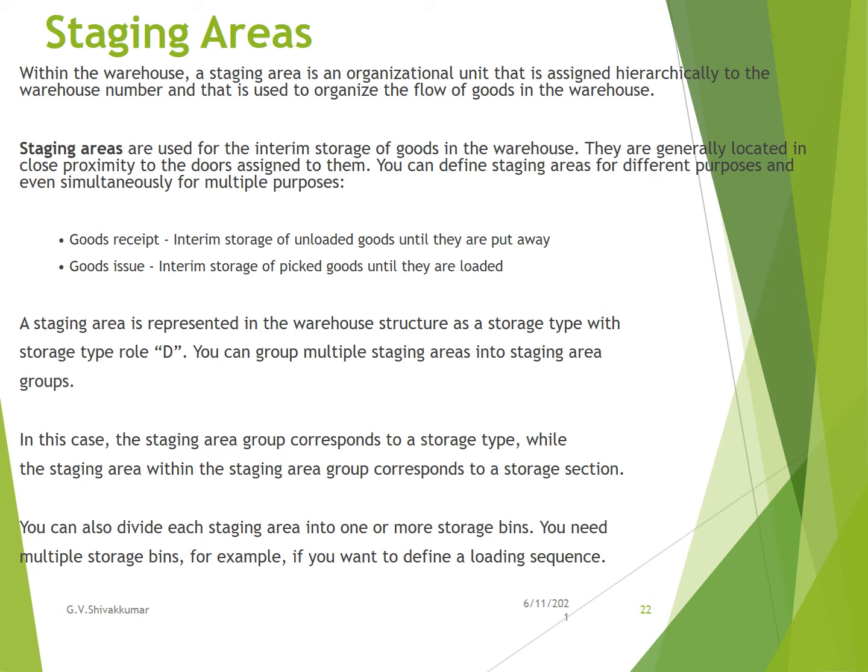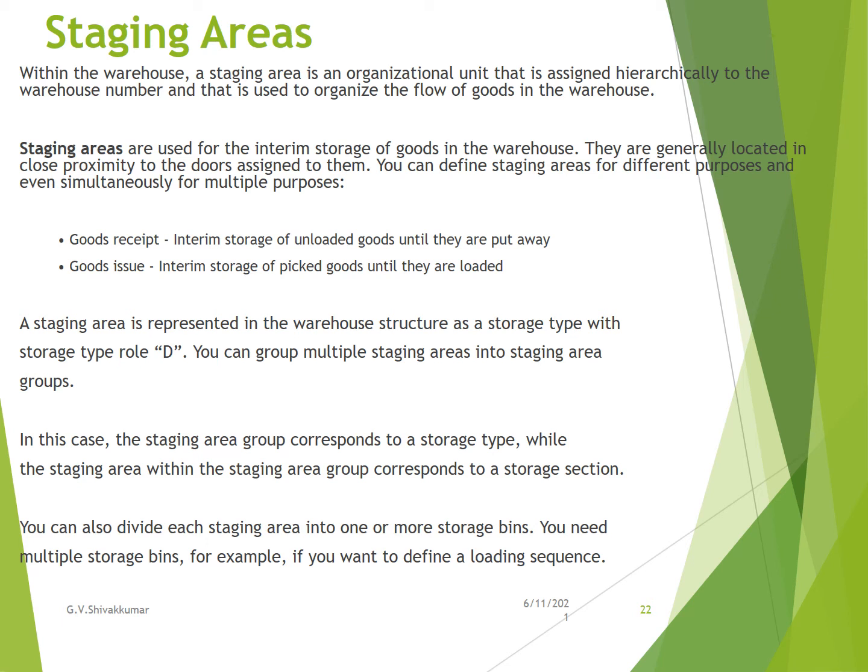You can define the staging areas for different purposes and even simultaneously for multiple purposes also. Okay, goods receipt is interim storage of unloaded goods until they are put away, and goods issue is nothing but interim storage of picked goods until they are loaded. So interim is nothing but a temporary location. Normally those who know SAP WM well will know 900 to 999, right? Actually those are coming under interim location. Sorry, 901 to 999, right? So those are interim locations.